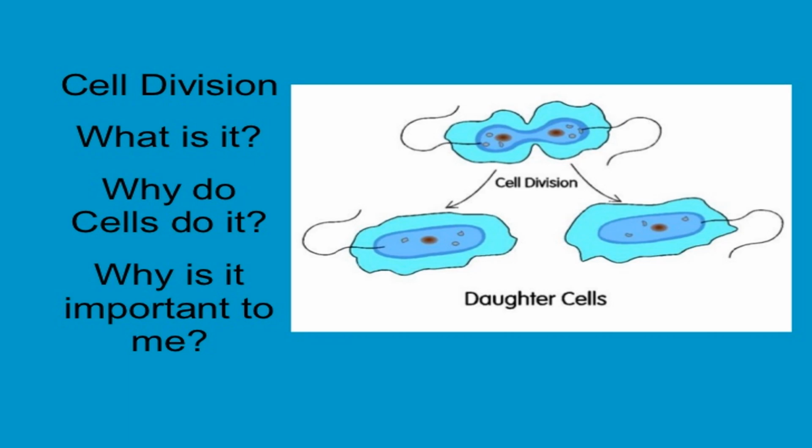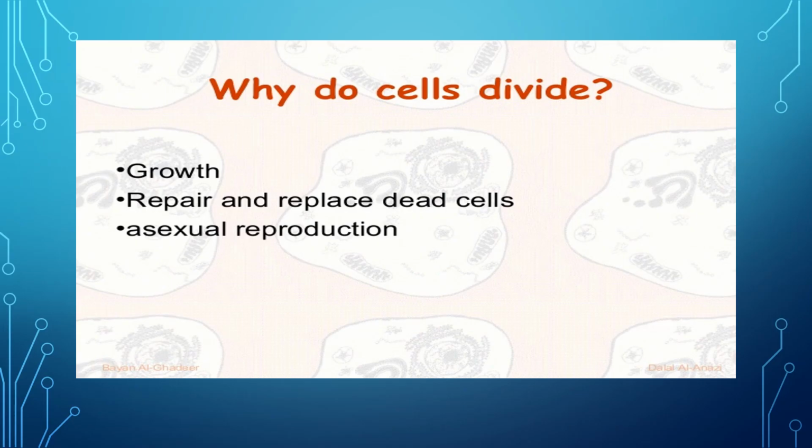Cell division, why is it? Cell division is the process by which a cell divides into two daughter cells. Why do cells do it and why is it important to us? Why do cells divide? 3 basic reasons are there. One is the growth, second is the repair and replacement of the dead cells, and the third thing is the asexual reproduction.